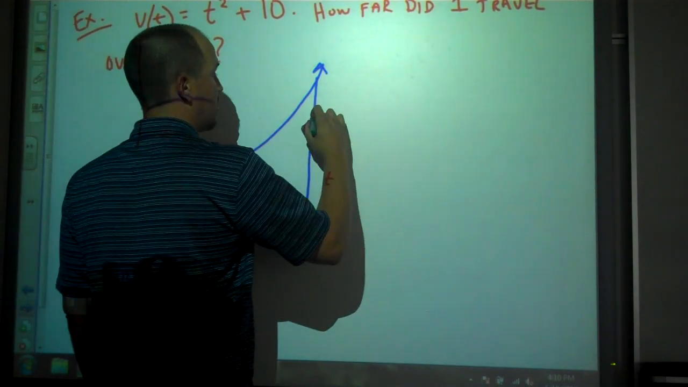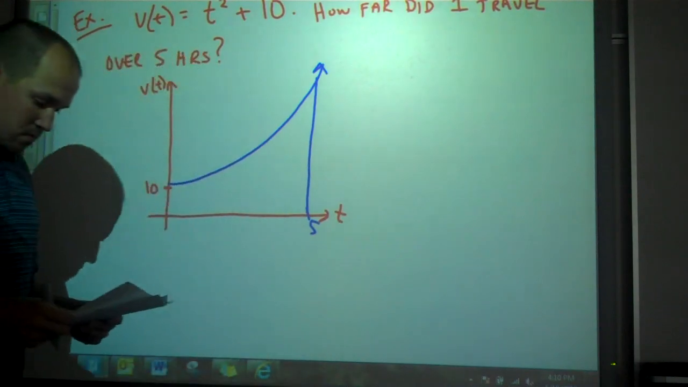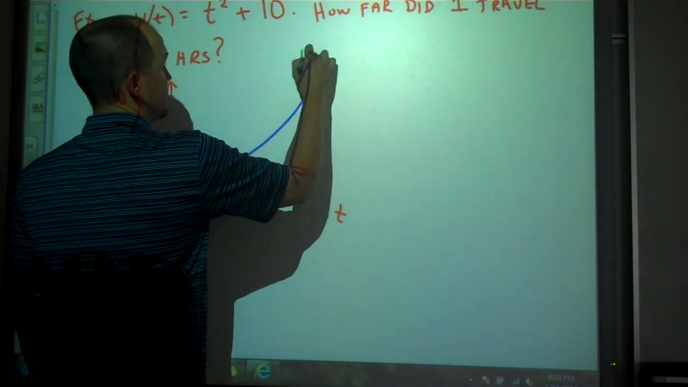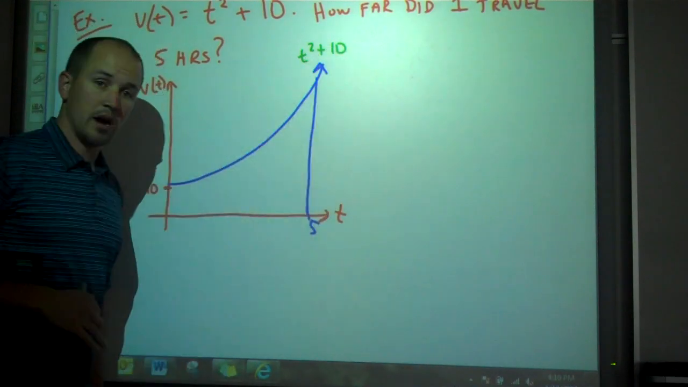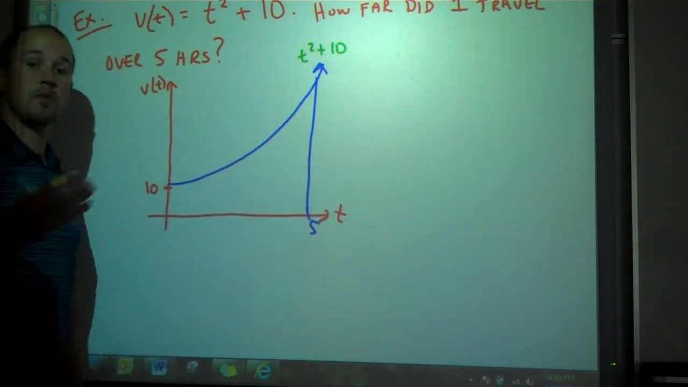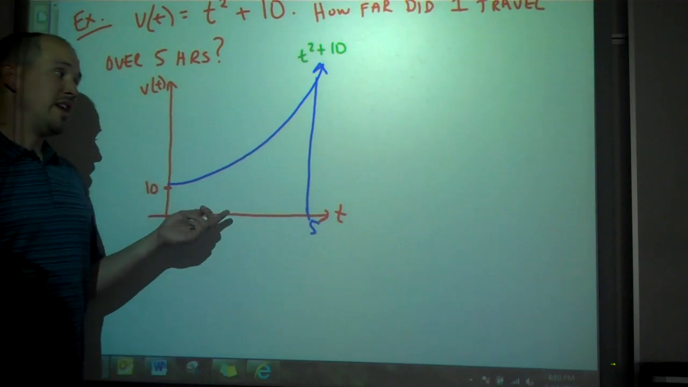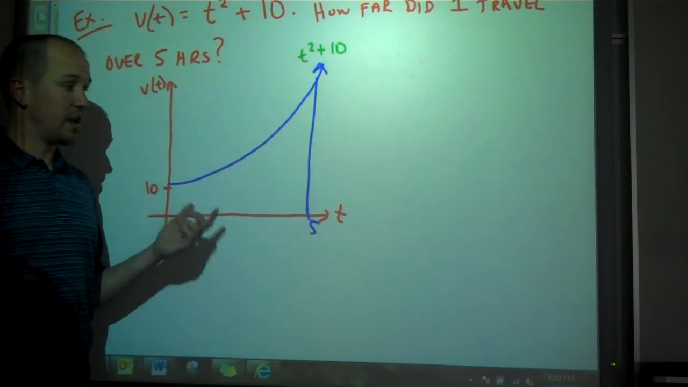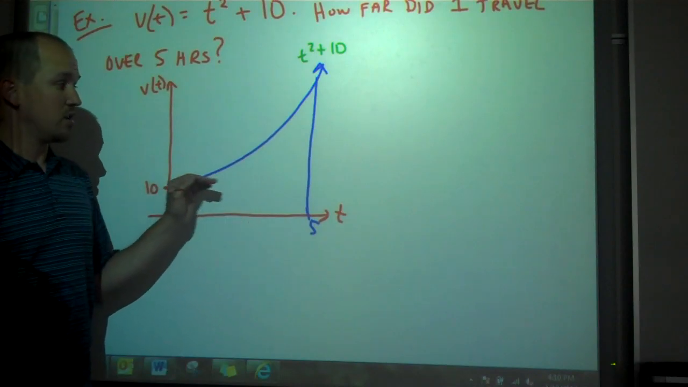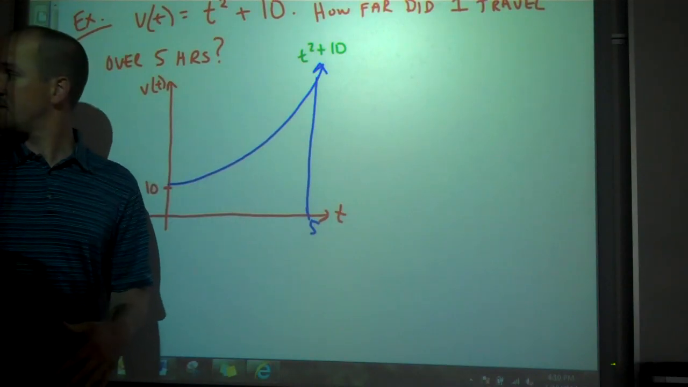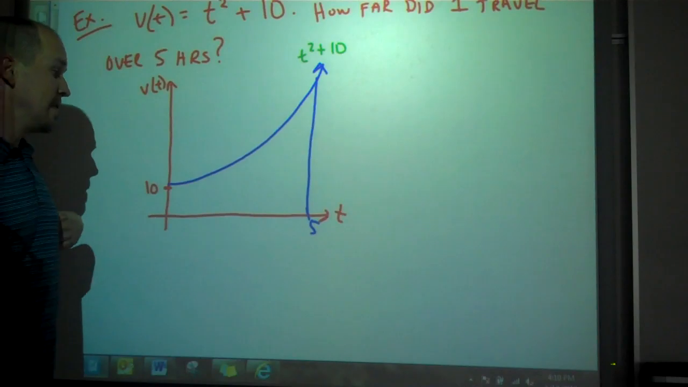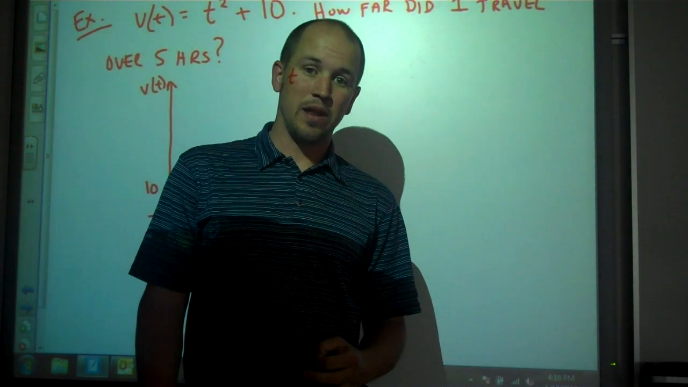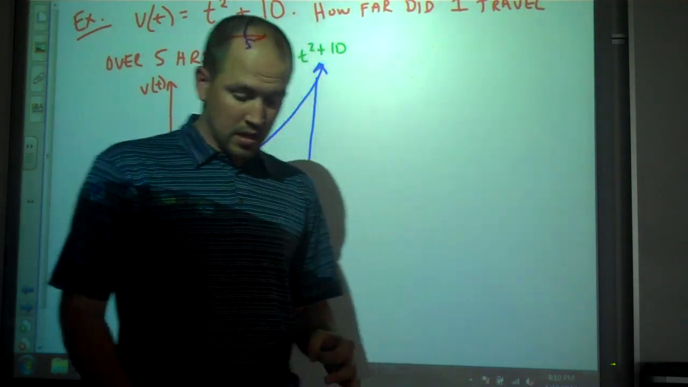So again, the area underneath, this is t squared plus 10. The area in here is going to be my distance traveled. But we can't use geometry to evaluate this exactly. We cannot break it up into a rectangle and a triangle because it's curved. So the best we can do here is to estimate it, to approximate it.